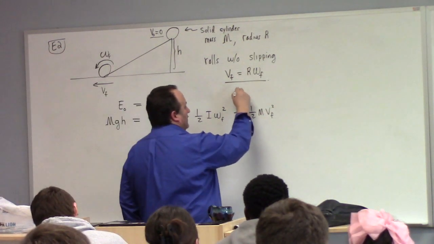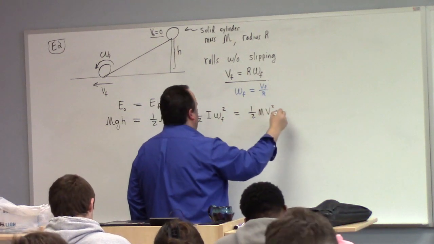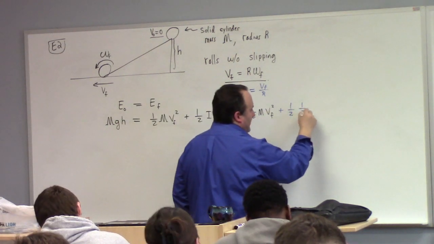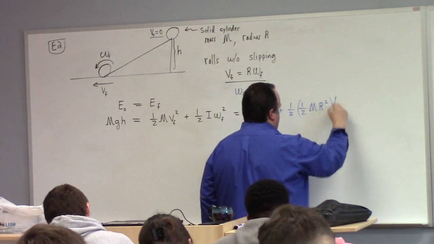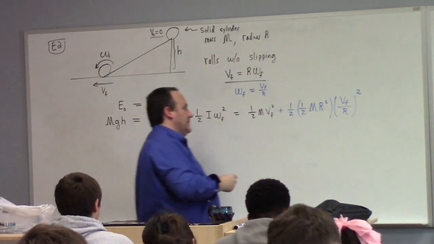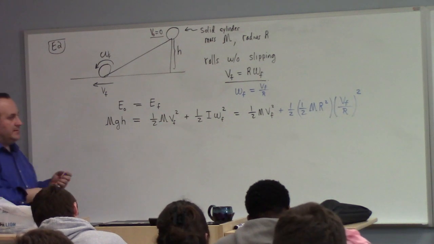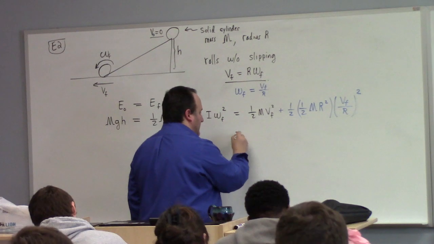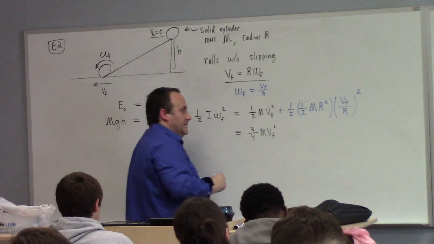Omega F is what? VF over R. Yeah, VF over R. So I've got plus 1/2 I, and it's a solid cylinder. We've worked that out. That's 1/2 big M R squared, times VF divided by R, quantity squared. So you notice the R squareds are canceling. And what you got here? You got a quarter plus 1/2, also known as 3/4 M VF squared, I think.